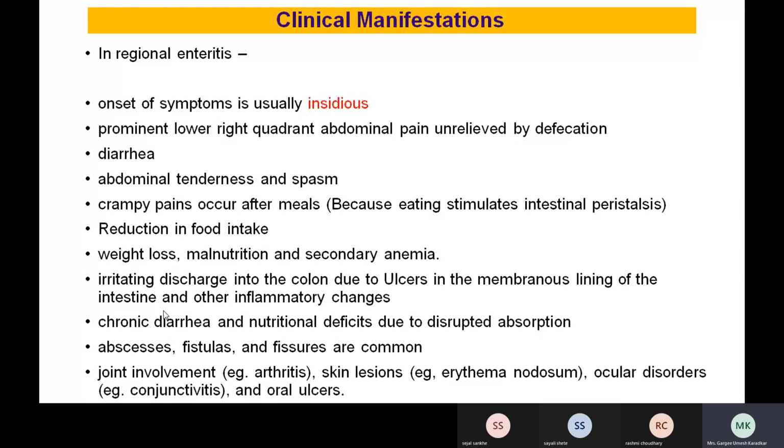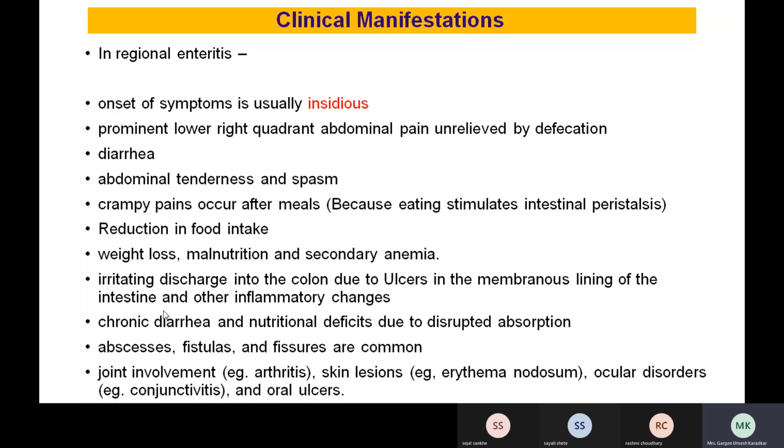unrelieved by defecation. So even if the patient defecates, there is no relief of the pain. Then the patient may many times develop diarrhea, abdominal tenderness and spasm. The characteristic of the pain is that it is a crampy type of pain. When is it occurring? Mostly after meals.